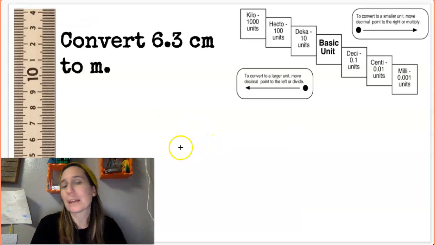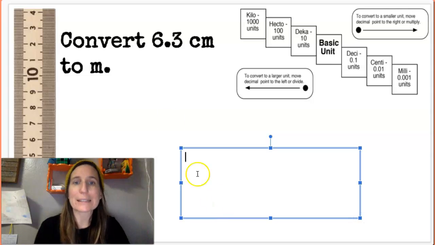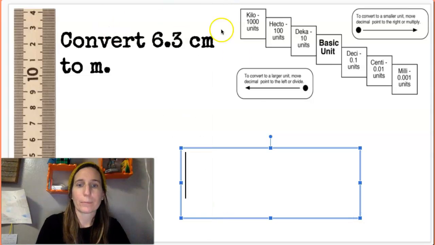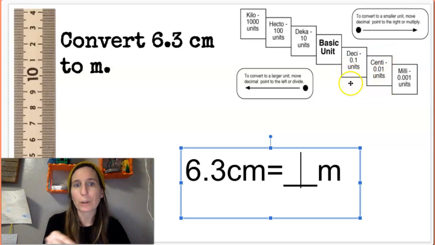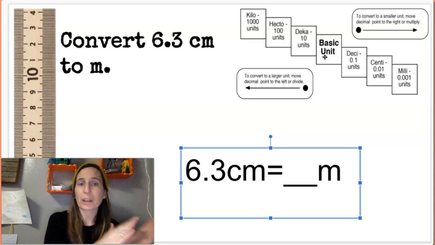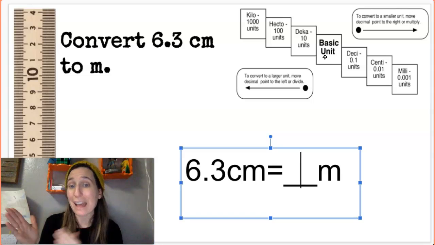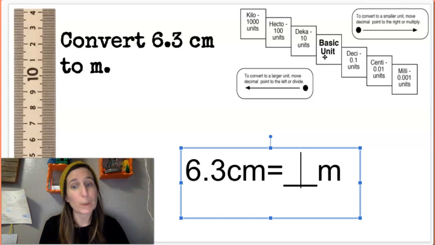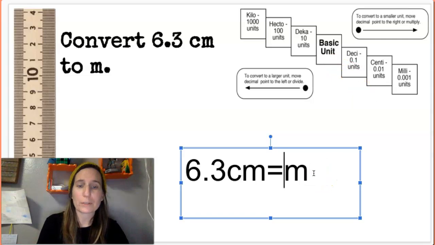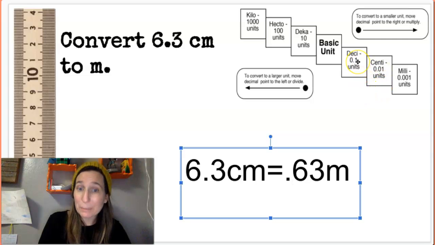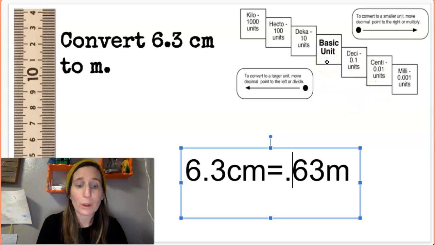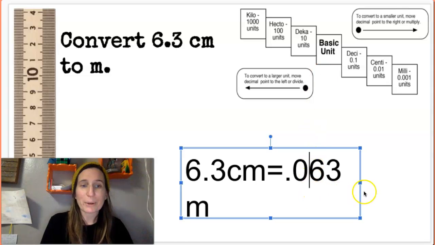Try this one on your own for a minute. 6.3 centimeters. We're looking at centimeters right here, and we're going 10 times smaller, 100 times smaller. So we're going to move the decimal to the left, right? A centimeter is way smaller than a meter. We start with that 6.3, and we move it one time to the left. That's from centimeters to decimeters, but we need to go 10 times more, which would be 0.63.